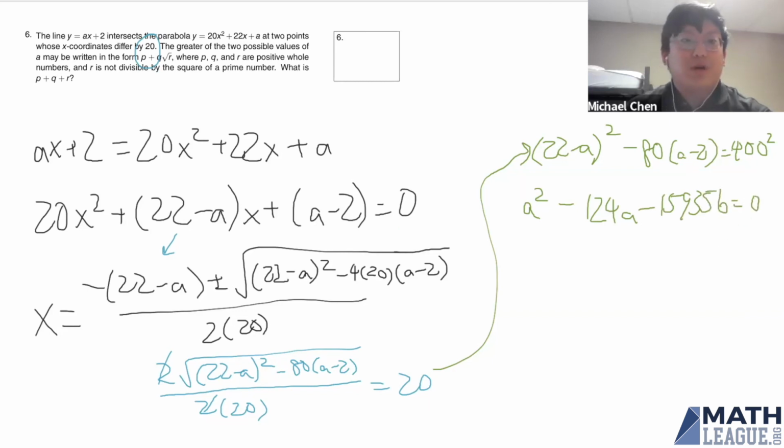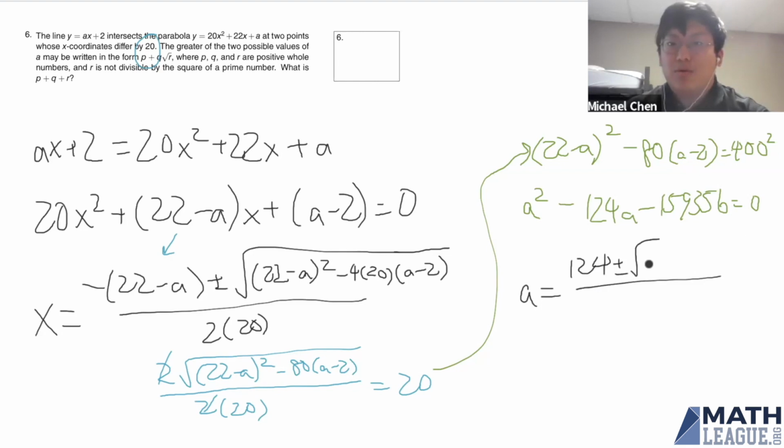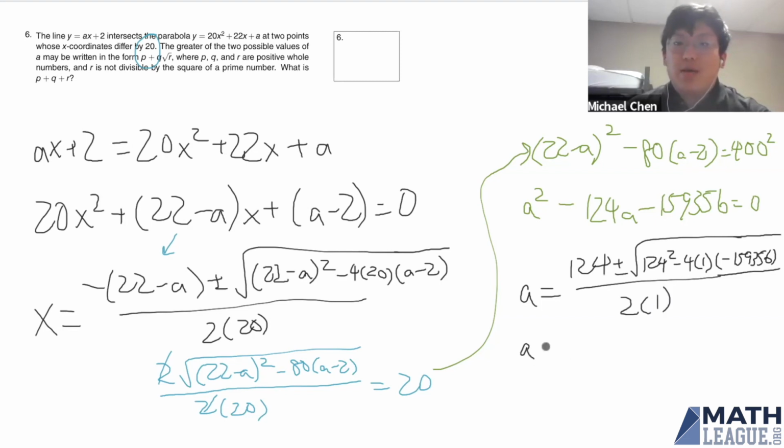Then solving this equation, all we have to do is use the quadratic formula again to get a equals negative times negative 124 plus or minus the square root of 124 squared minus 4 times the coefficient of a squared, which is 1, times negative 159,356. This is all under the square root here, and we're going to divide that by 2 times 1. This means that a, after simplification, equals 62 plus or minus 40 times the square root of 102.